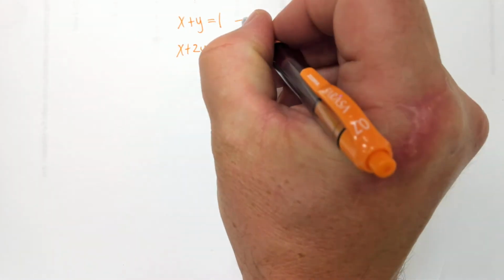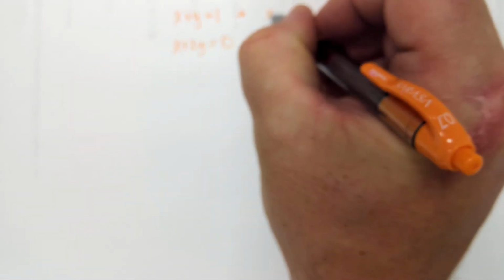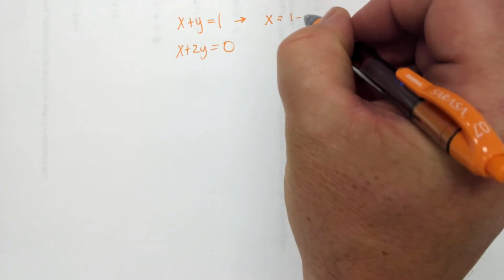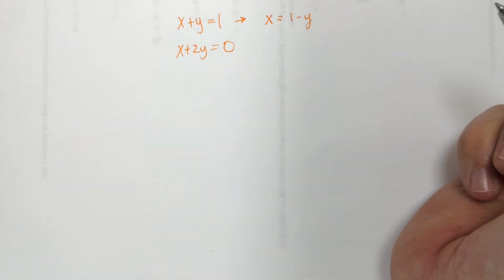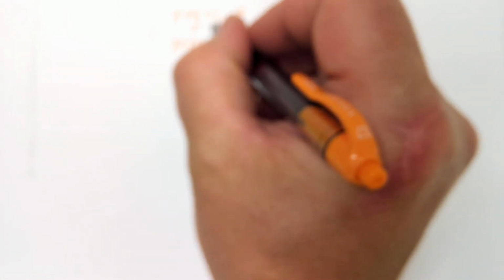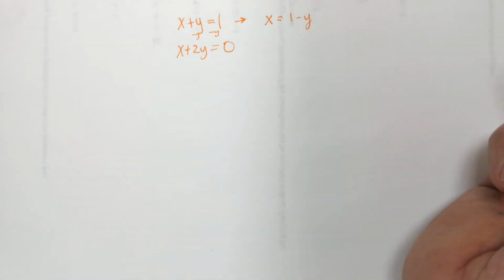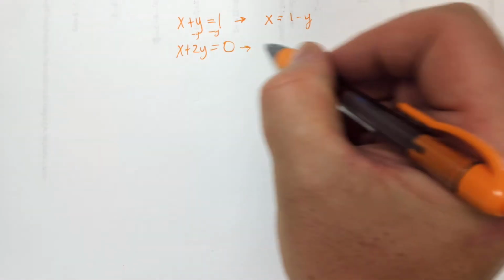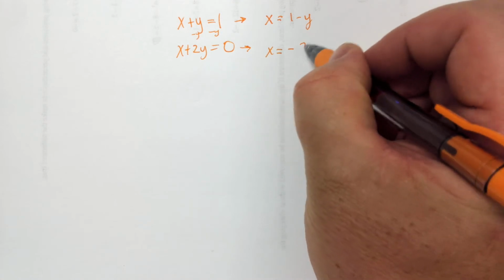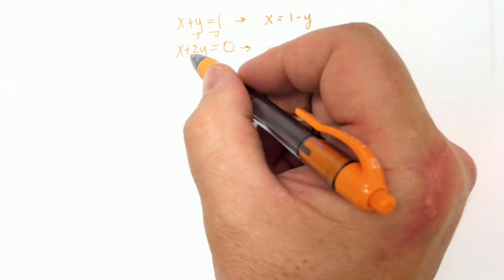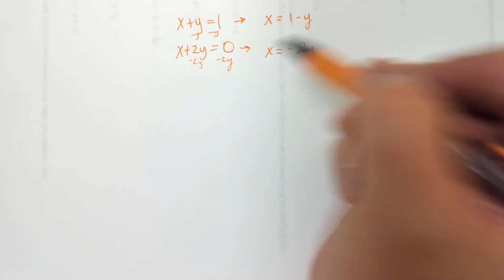So this equation, if I solve that for x, I would get x equals 1 minus y. Do you see? Because you would subtract y from both sides. This one, if I solve it, I get x equals, well, just negative 2y, because I would subtract 2y. Is that good?